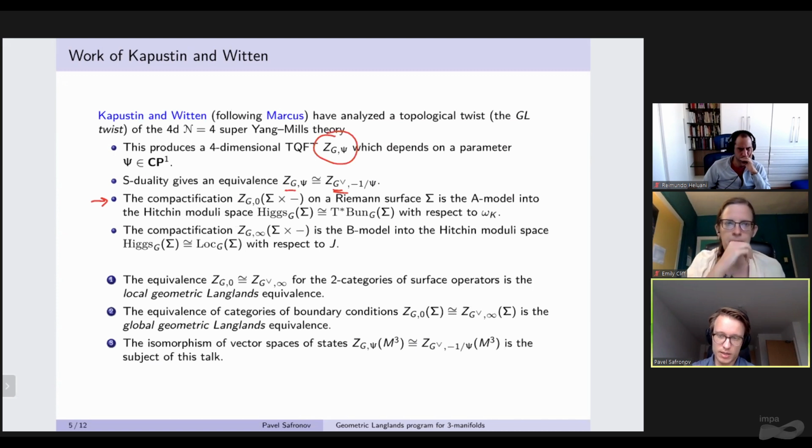Let me just repeat that the Hitchin moduli space is a hyperkähler manifold. So again, to specify the B model, I have to tell you which complex structure I'm talking about. In this case, the complex structure is what's called J. In this complex structure, the Hitchin moduli space looks like the moduli space of flat connections.